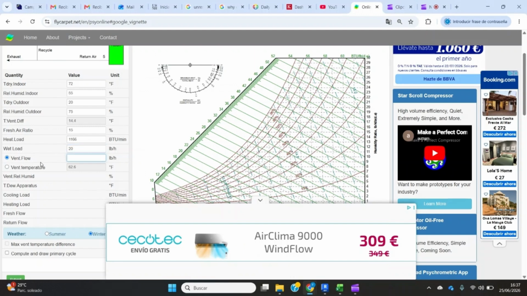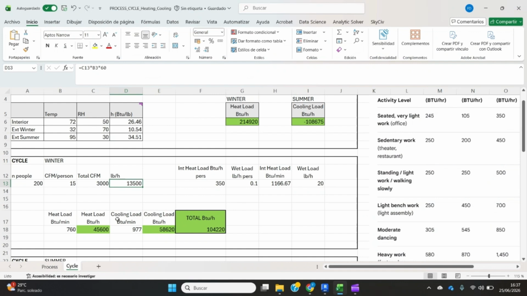And what about the vent flow? The vent flow is this value here in pounds per hour. And we have 13,500. It depends on the number of people times the CFM per person. And we have to turn this into pounds per hour. So this is 13,500.